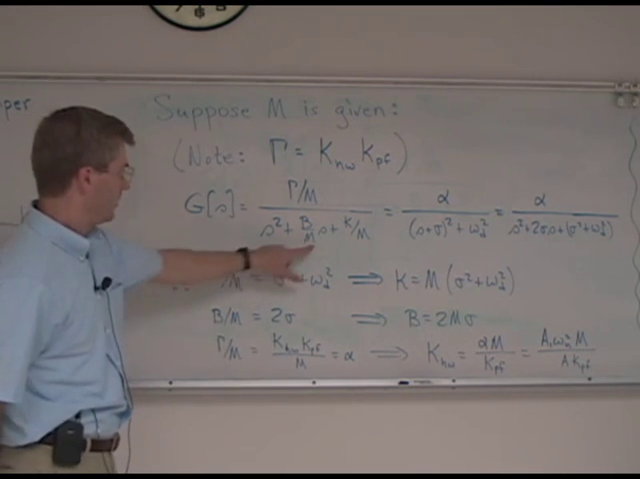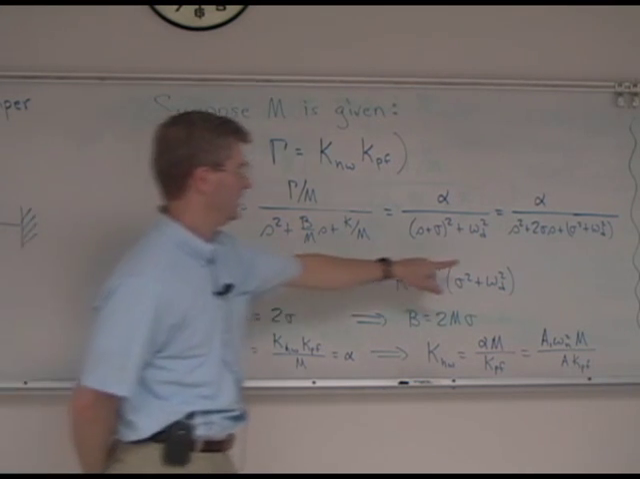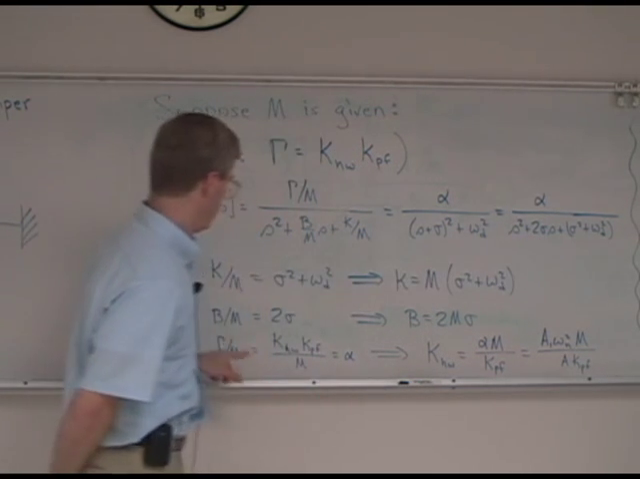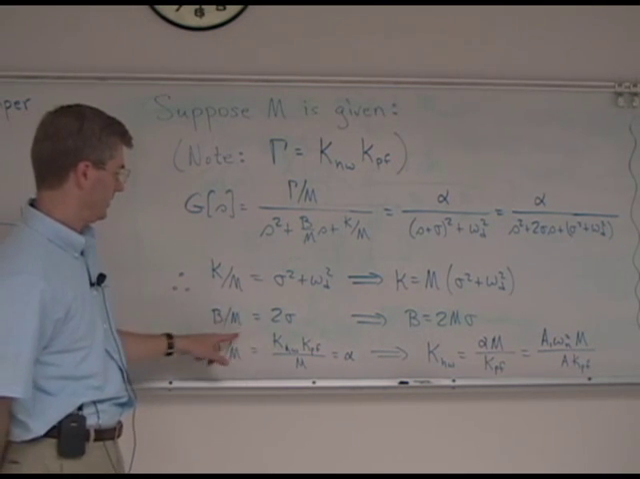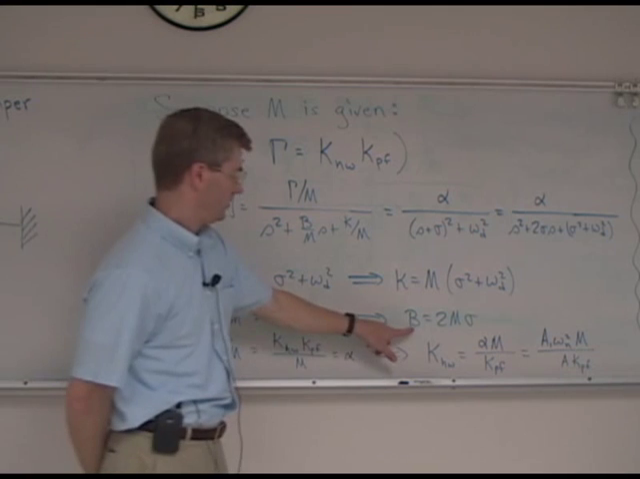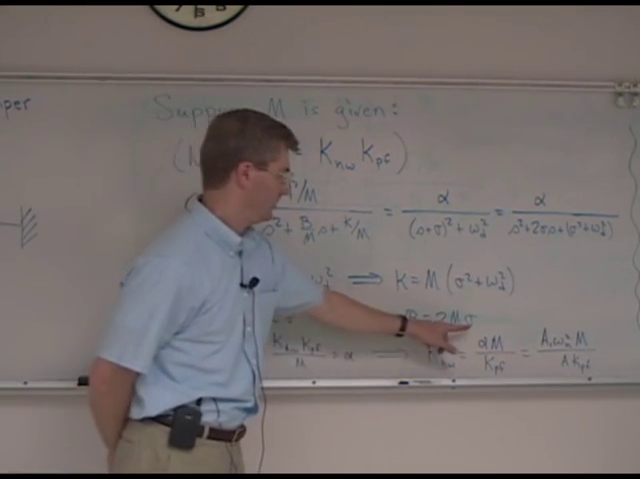B over M, likewise, the linear factor in this transfer function, is then equal to 2 sigma. You can now use that relationship to scale 2 sigma by your mass M to end up with your damping coefficient B. That's 2M times sigma.